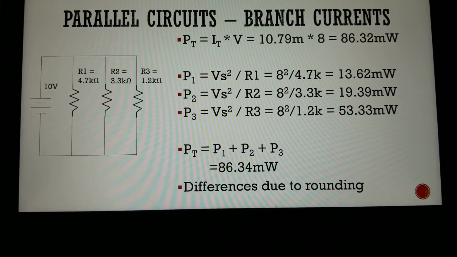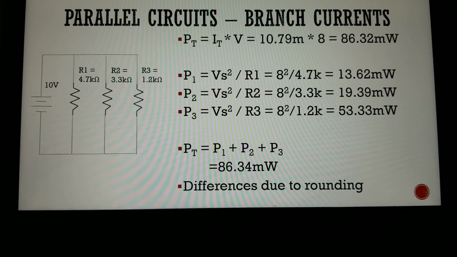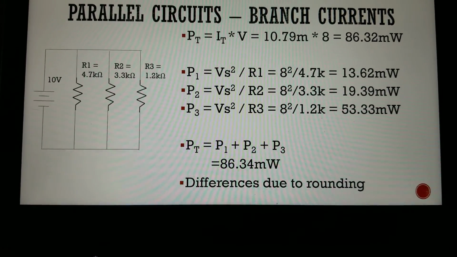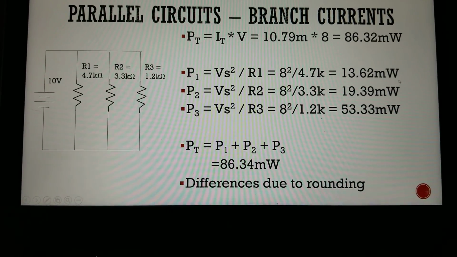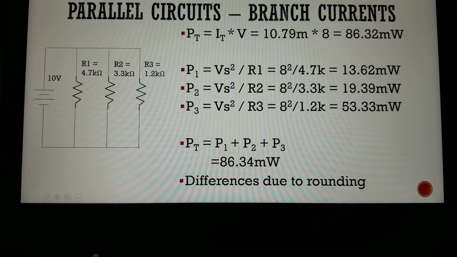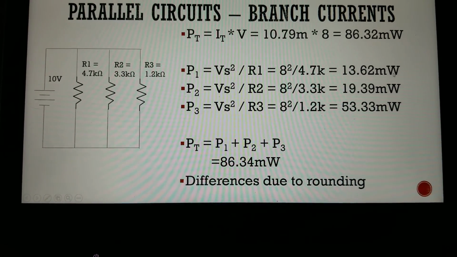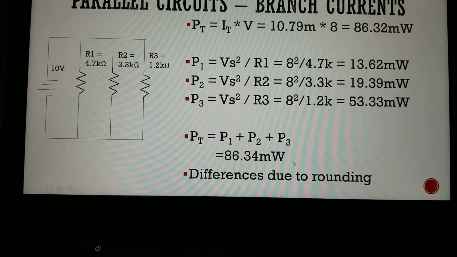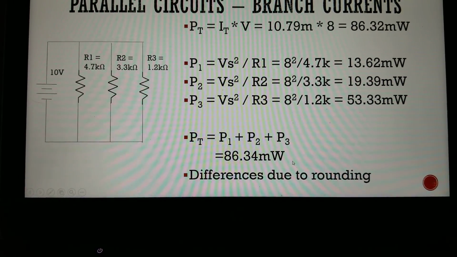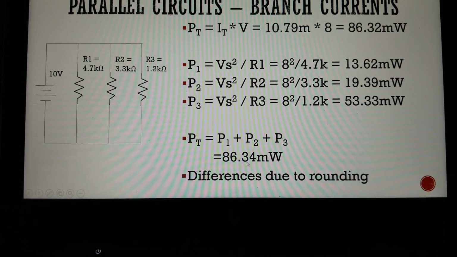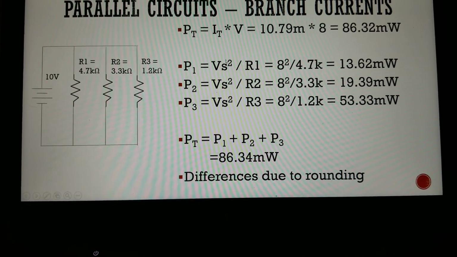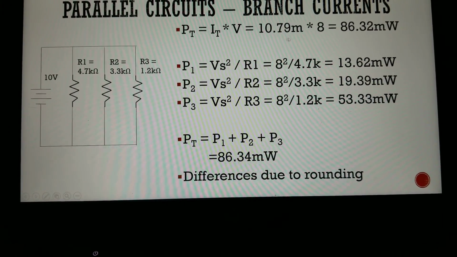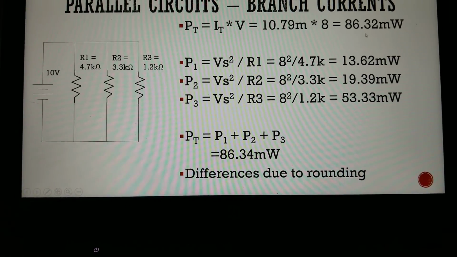Given the voltage applied and the resistance, we can use P equals V squared over R to solve for each of the branch power dissipation. Total power dissipation for this circuit, 86.34 milliwatts. I can also use the total current if it's known and use I times V to get the same power.